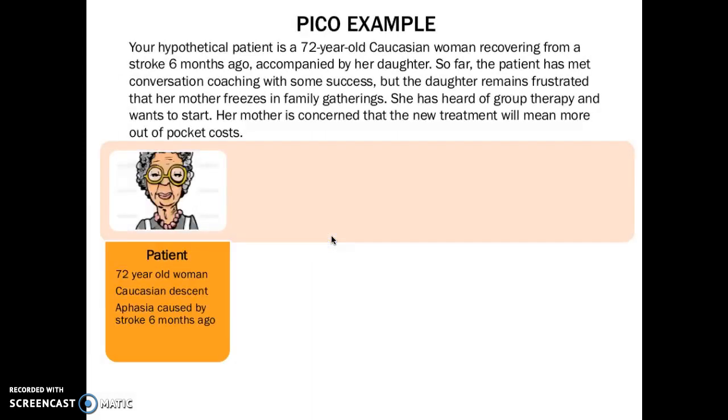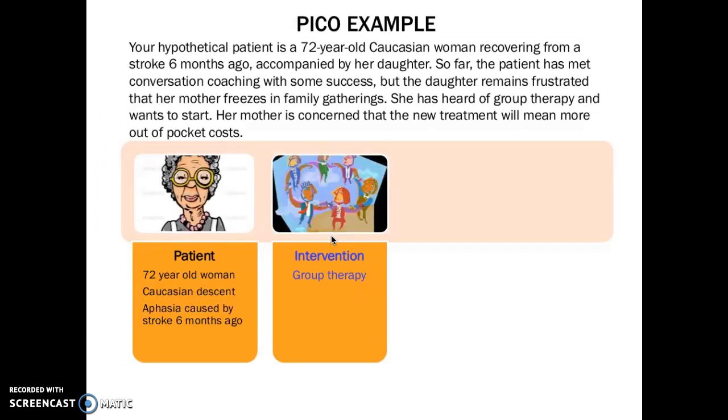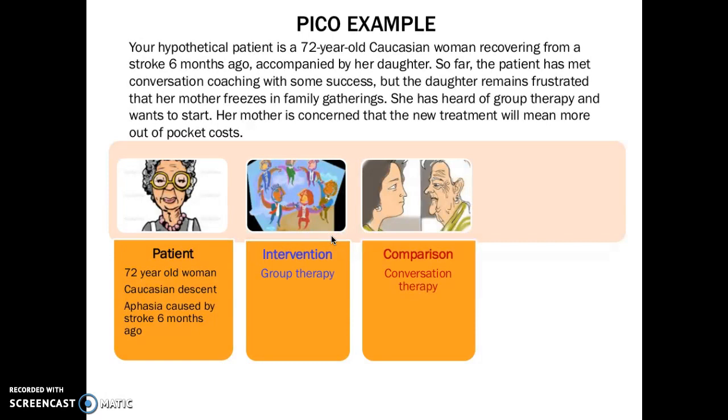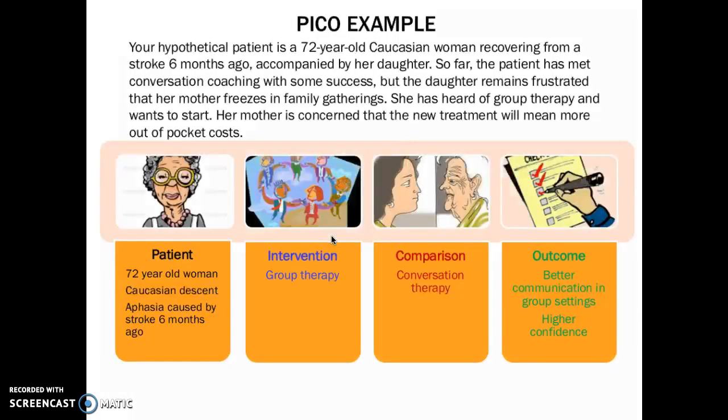In this example, the patient is a 72-year-old woman of Caucasian descent with aphasia caused by stroke 6 months ago. The intervention is group therapy. The comparison is conversation therapy. And the outcome is better communication in group settings and higher confidence.